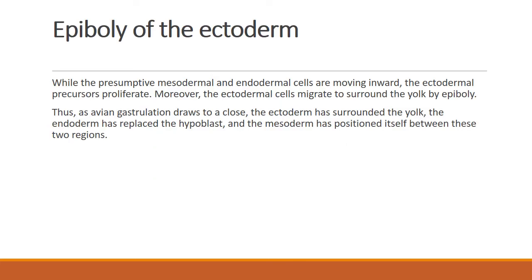Epiboly of the ectoderm. While the primitive mesodermal and endodermal cells are moving inward, the ectodermal precursors proliferate. Moreover, the ectodermal cells migrate to surround the yolk by epiboly. Thus, as avian gastrulation draws to a close, the ectoderm has surrounded the yolk, the endoderm has replaced the hypoblast, and the mesoderm has positioned itself between these two regions.